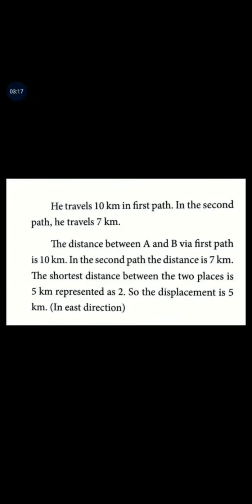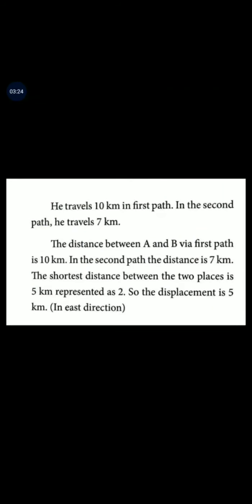But what is the displacement? The displacement is 5 kilometers. The third path is the displacement path. He travels 10 kilometers in the first path. In the second path, he travels 7 kilometers. The distance between A and B via the first path is 10 kilometers. In the second path, the distance is 7 kilometers. The shortest distance between the two places is 5 kilometers, represented as the third path. So the displacement is 5 kilometers.